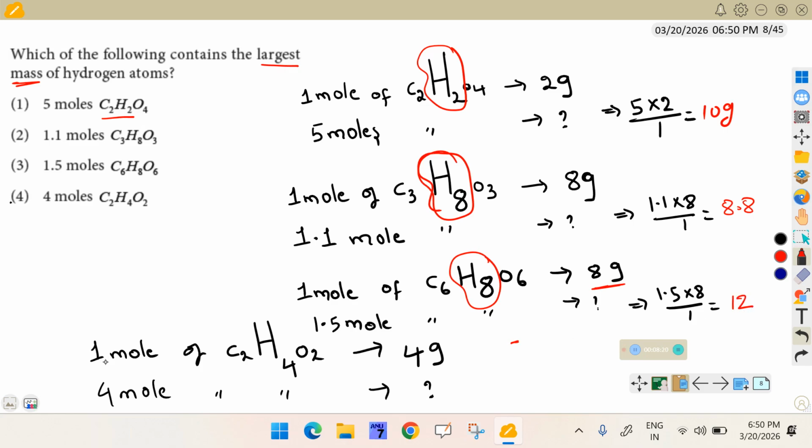12 grams. 1 mole of C2H4O2, in C2H4O2, 4 hydrogen atoms are present. So the weight of hydrogen atoms is 4 grams. Then 4 moles, how much? 4 into 4 by 1, 16. Largest mass of hydrogen: 4 moles of C2H4O2.